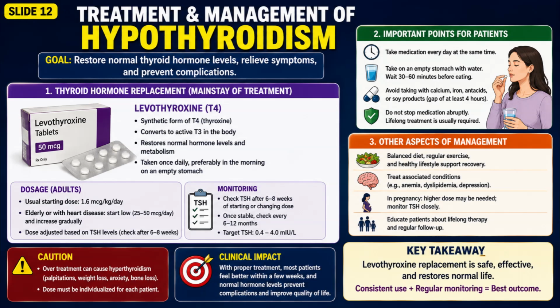Thyroid-stimulating hormone, or TSH, levels are usually checked 6 to 8 weeks after starting therapy or after any dose adjustment. Once stable hormone levels are achieved, periodic monitoring is continued. Most patients experience gradual improvement in symptoms such as fatigue, weight gain, constipation, and cold intolerance within a few weeks of treatment. With proper treatment and follow-up, individuals with hypothyroidism can lead a normal and healthy life.